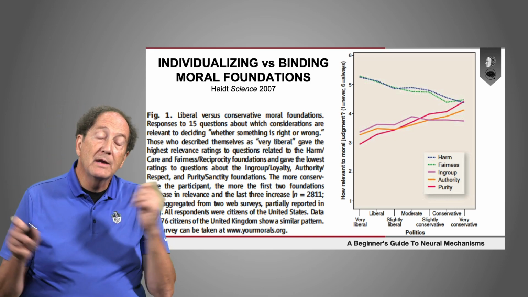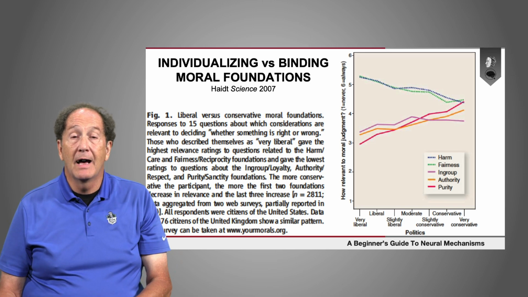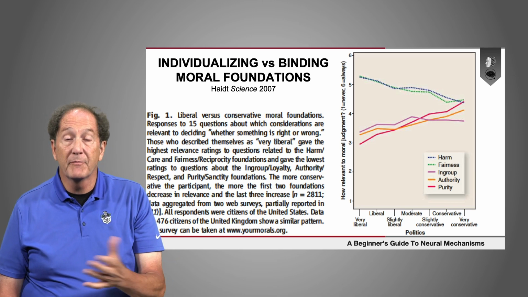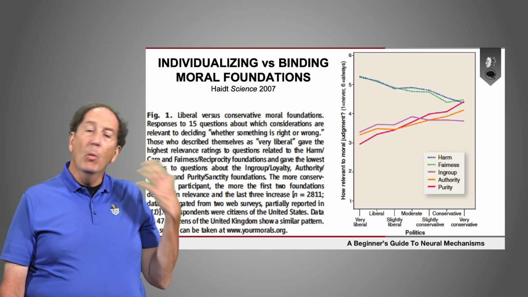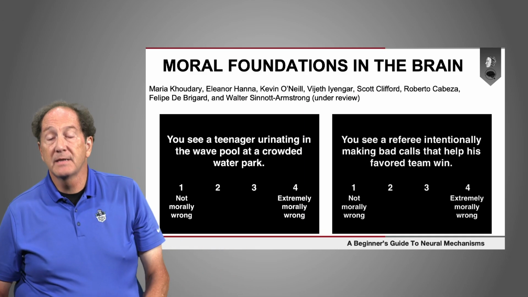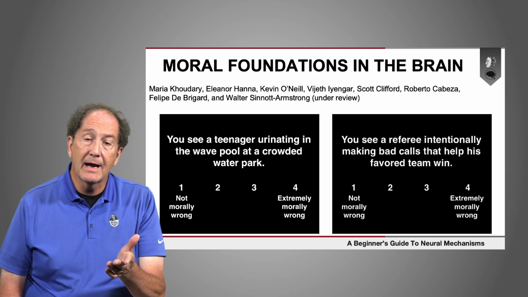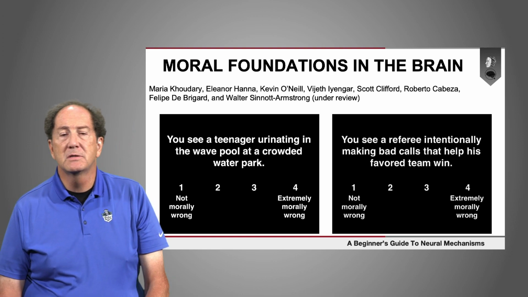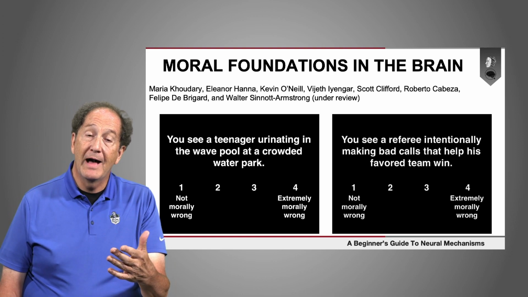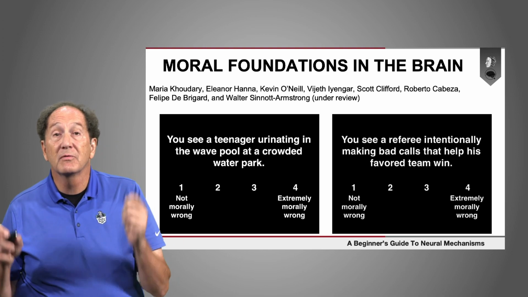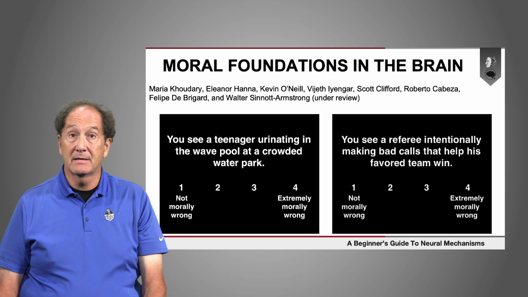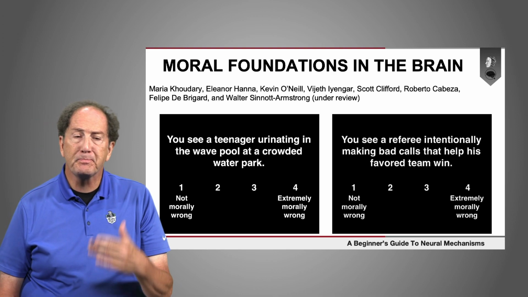So which part of morality you emphasize is going to make a big difference in your life and your political affiliations. But what about the brain? Haidt's not studying the brain. He's looking at the psychology of it. So a group of us here at Duke decided we wanted to find out, are these differences among the different moral foundations reflected in differences in brain activity? And here's how we did it.